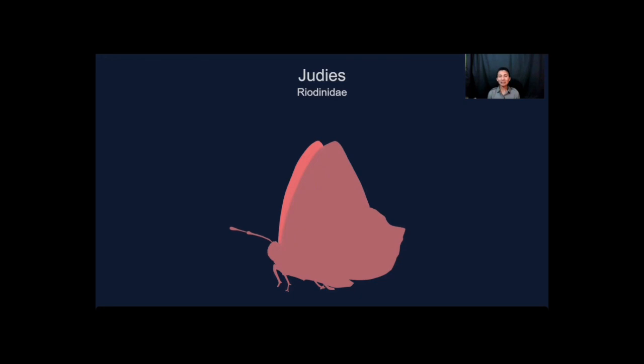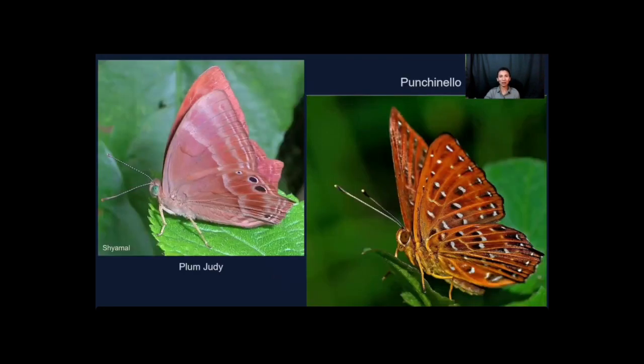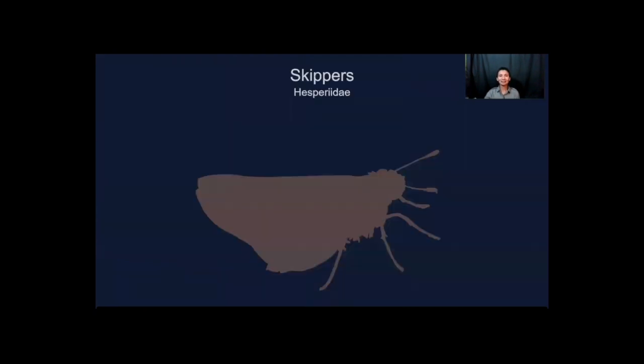This family doesn't have a large representation in our country. Some examples are the plum Judy, and the other one is the Punchinello. Very beautiful, found mostly up in the mountains. And then we have the last family, the skippers.